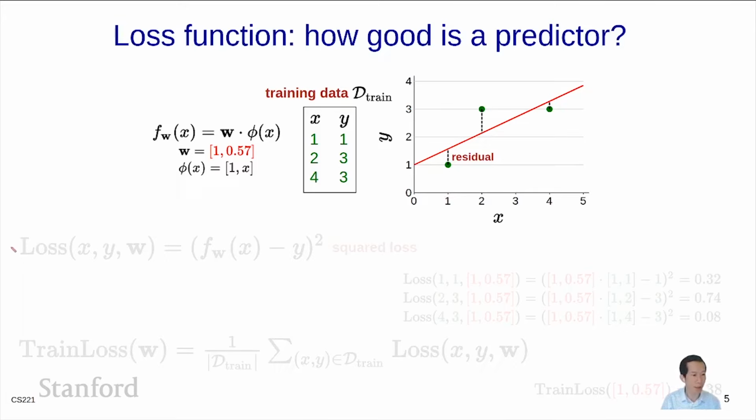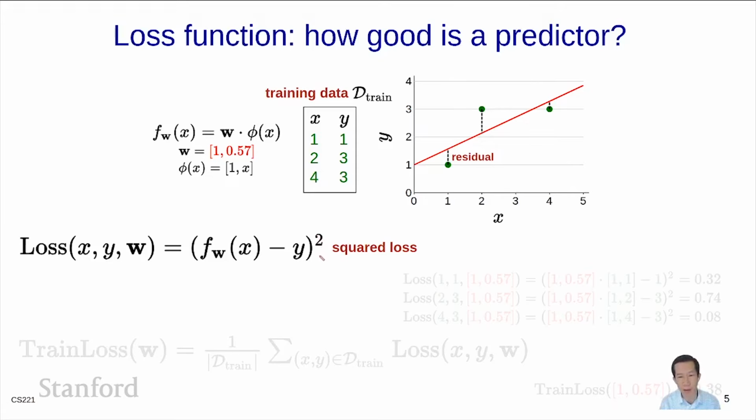So formally, we're going to define a loss function, which is a function of an example x, y and a particular weight vector w, and that's going to be equal to the prediction f of x minus the target y, so that's the residual here, and I'm going to square it. That is called the squared loss. As a side, you could also take the absolute value here, which gives you the absolute deviation loss, but we're going to stick with the squared loss for mathematical convenience.